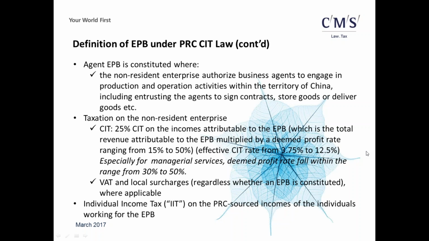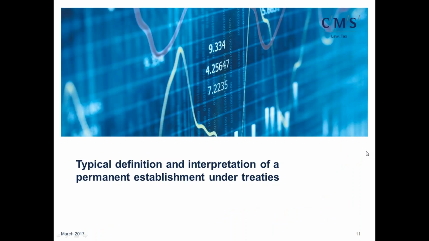Apart from the CIT, VAT and local surcharges, they also need to take into consideration the potential IIT, I mean the individual income tax implications for the individuals who are working for the EPB. So next slide. As we just mentioned, permanent establishment is a concept introduced by a typical bilateral double taxation treaty.